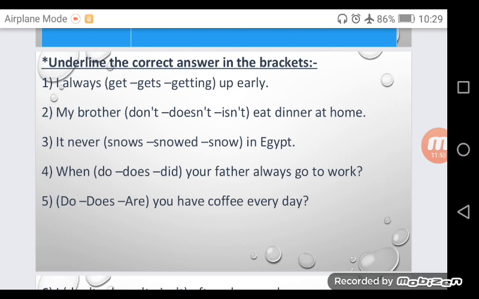Number 5, do, does, are you have coffee every day? Here we have these 3 words: do, does, are at the beginning of a question. We have to look at the subject here, you, so we can use do and we can use are. But are doesn't go with have, so we are going to choose do. Do you have coffee every day? And this is the correct answer.